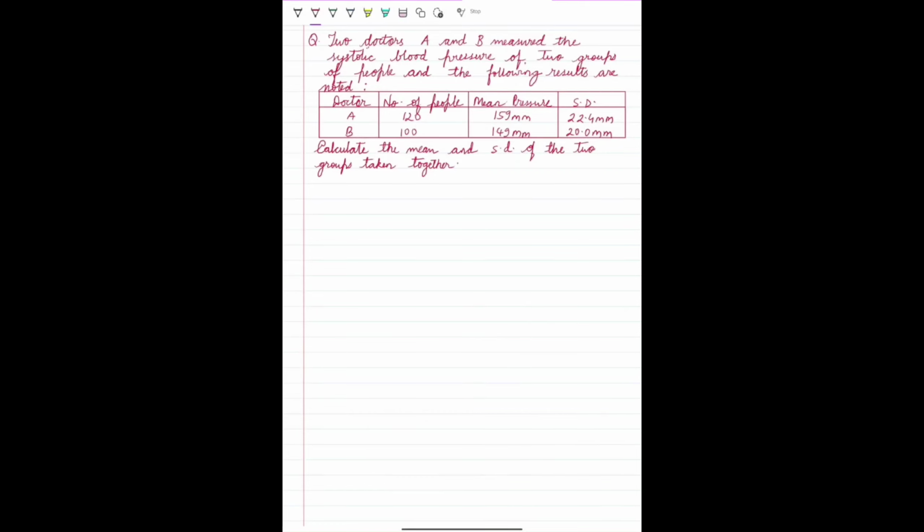Today we are going to solve a textbook problem on combined standard deviation. Here we have the question. It says that two doctors A and B measured the systolic blood pressure of two groups of people and the following results are obtained. For Dr. A we have 120 people, the mean pressure is 159 mm and the standard deviation is 22.4, while for B there are 100 people, the mean is 149 and the standard deviation is 20. Calculate the mean and standard deviation of the two groups taken together.